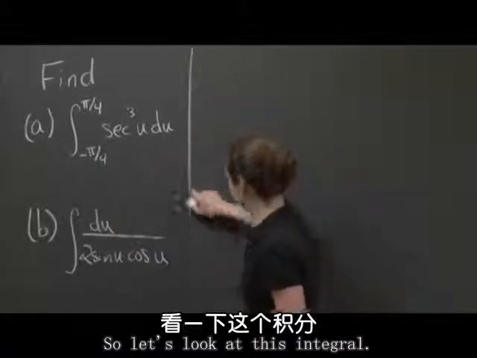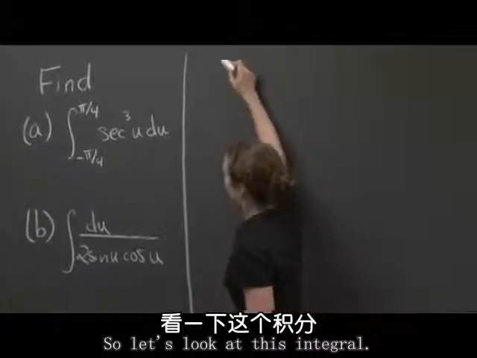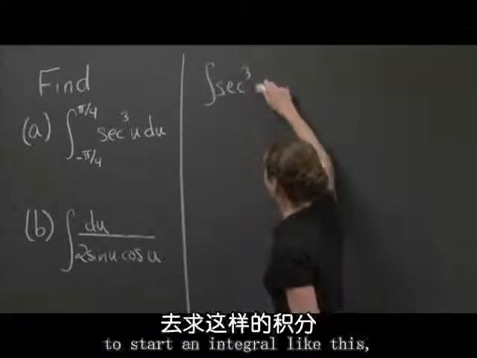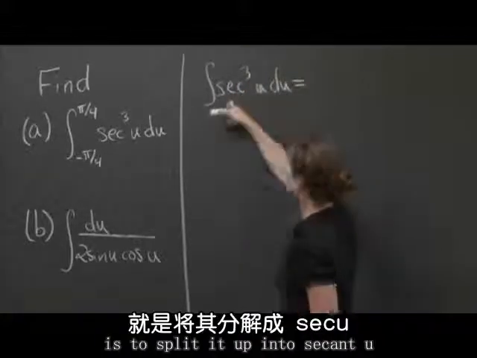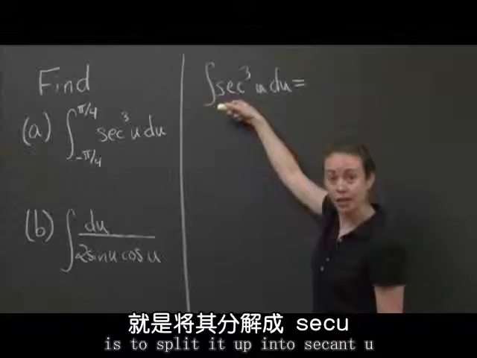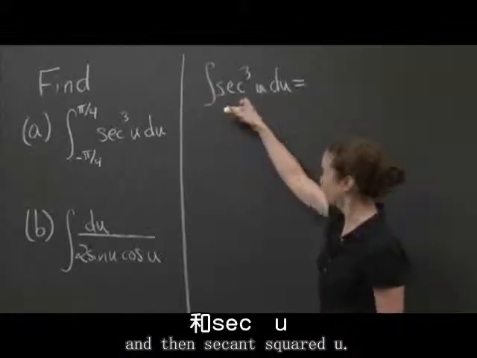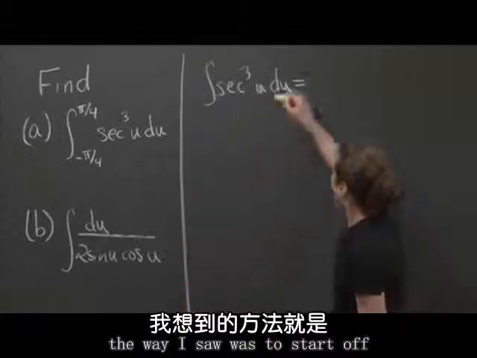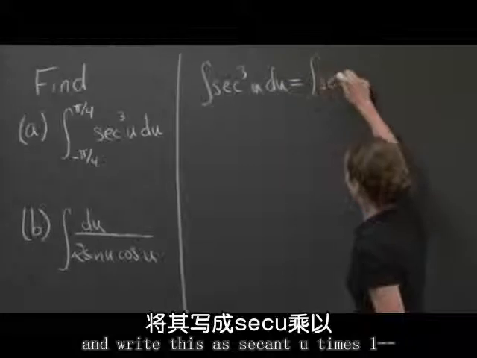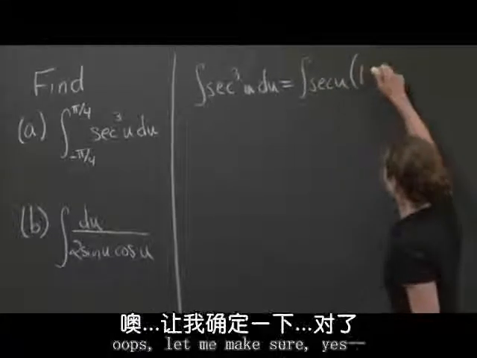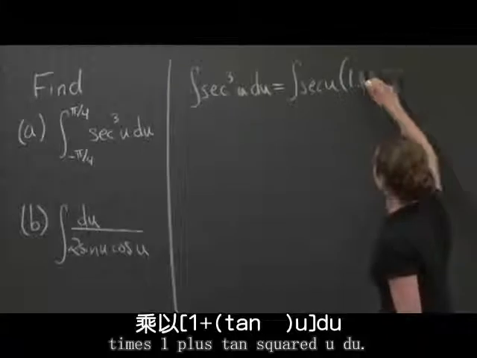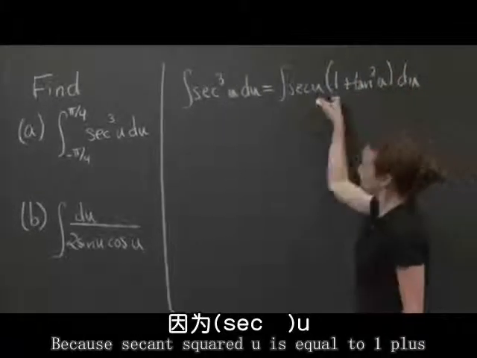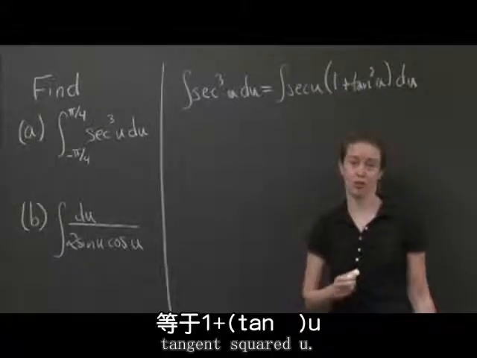All right, so let's look at this integral. The easiest way, I think, to start an integral like this is to split it up into secant u and then secant squared u. Maybe there are other ways you did it, but when I was looking at this problem, the way I saw was to write this as secant u times 1 plus tan squared u du, because secant squared u is equal to 1 plus tangent squared u.